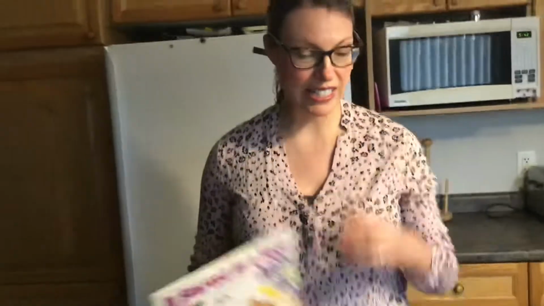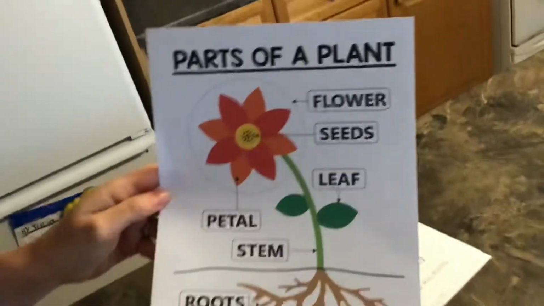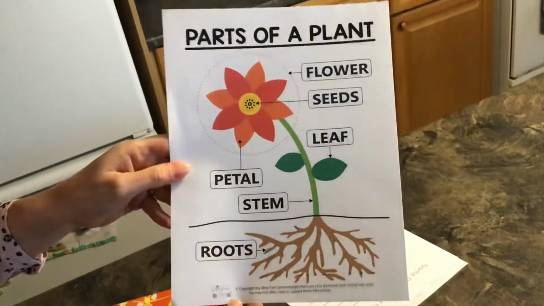So boys and girls, it all starts as a tiny seed, and then the plant starts to grow. But there are certain parts of a plant that all work together for the plant to grow, and they all need each other to grow. So here is a diagram of parts of a plant.